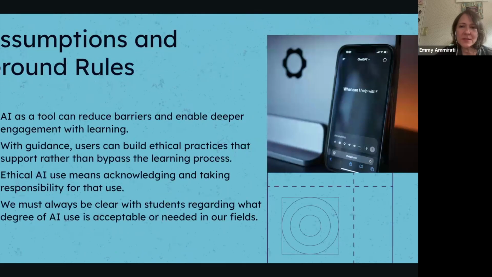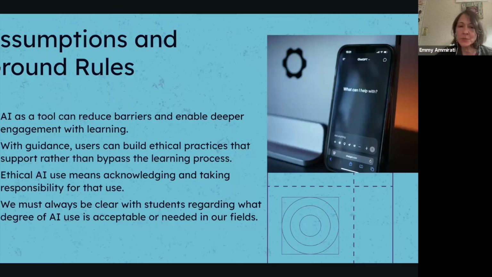So with these learner personas in mind, we're going to cross into a discussion of AI-driven tools. But before we do, we wanted to lay out a few assumptions and ground rules regarding these tools. First off, we are assuming that AI as a tool can reduce barriers and enable deeper engagement with learning. With guidance, users can build ethical practices that support rather than bypass the learning process.